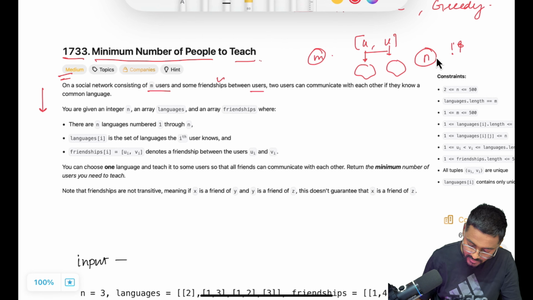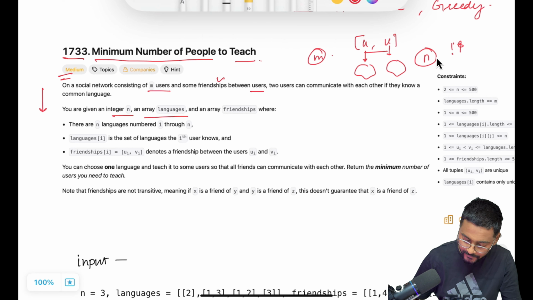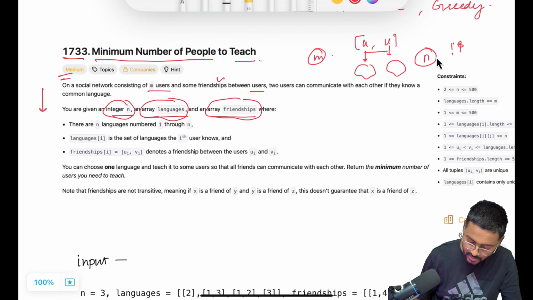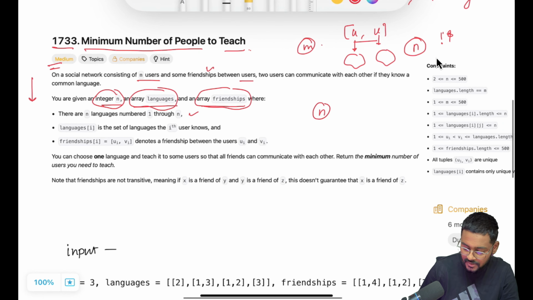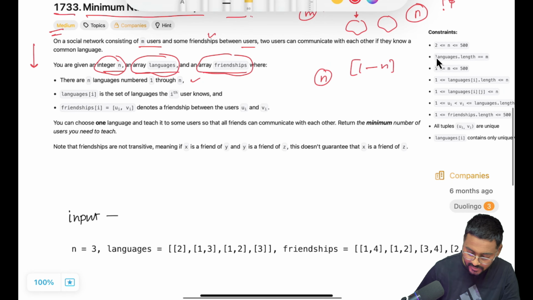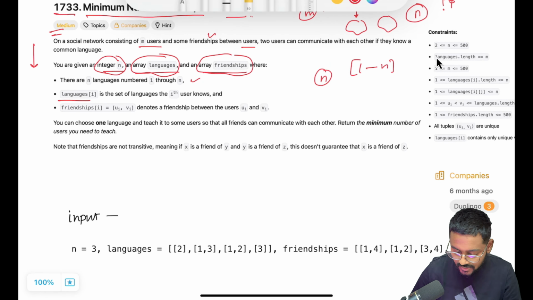You are also given an integer n, an array languages, and an array friendships, where n is the languages number from 1 to n. So we have n languages starting from 1 to n, and languages[i] is the set of languages the ith user knows.